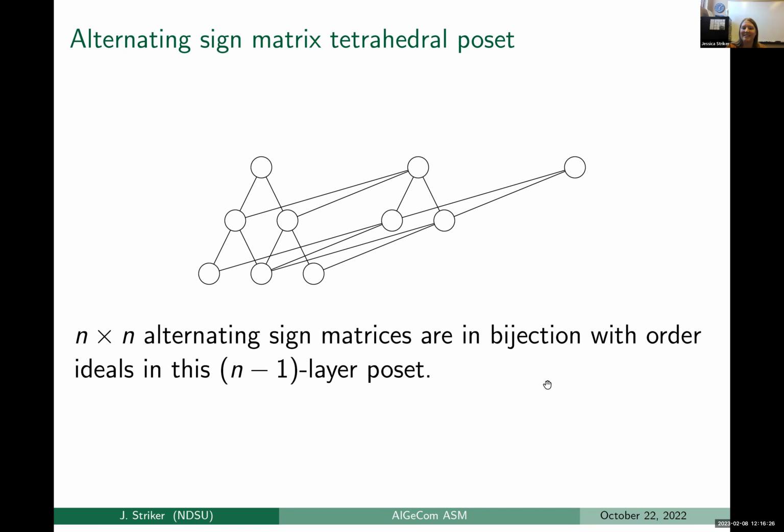Now you might recognize those layers as things whose order ideals are counted by the Catalan numbers and in bijection with thick paths. So one thing I like to think of is that alternating sign matrices are really like a bunch of layers of Catalan objects stacked on top of each other.